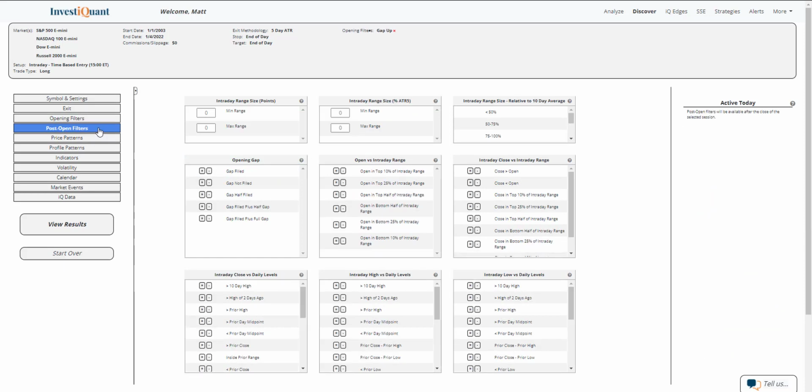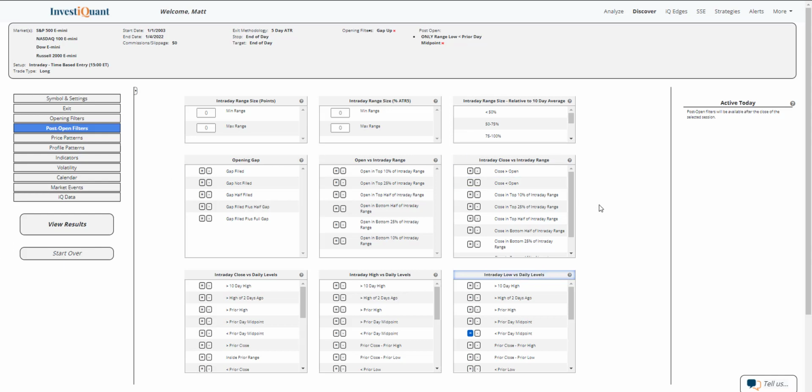Next, I'm going to go to the post-open filters, and I'm going to say that the low of the session today is below yesterday's midpoint. So I'm going to go here, intraday low versus daily levels. I'm going to hit equals for less than prior day midpoint. That means that the low that is made between the open and the time of entry, which I've got set to 3 o'clock, is less than the prior day middle of the range level. And for the S&P, that would be 4767.50. So our low is below that now.